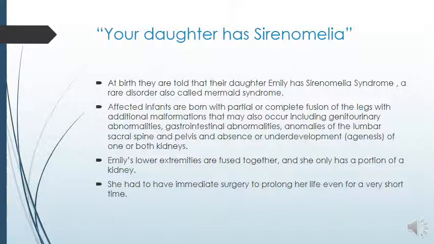At birth, they are told that their daughter Emily has sirenomelia syndrome, a rare disorder also called mermaid syndrome. Affected infants are born with partial or complete fusion of the legs with additional malformations that may also occur, including genitourinary abnormalities, gastrointestinal abnormalities, anomalies of the lumbar and sacral spine and pelvis, and absence or underdevelopment, agenesis, of one or both kidneys. Emily's lower extremities are fused together and she only has a portion of a kidney. She had to have immediate surgery to prolong her life, even for a short period of time.